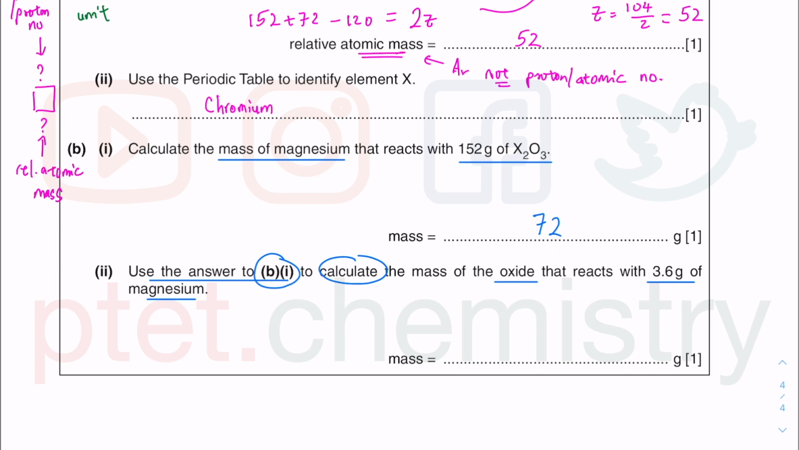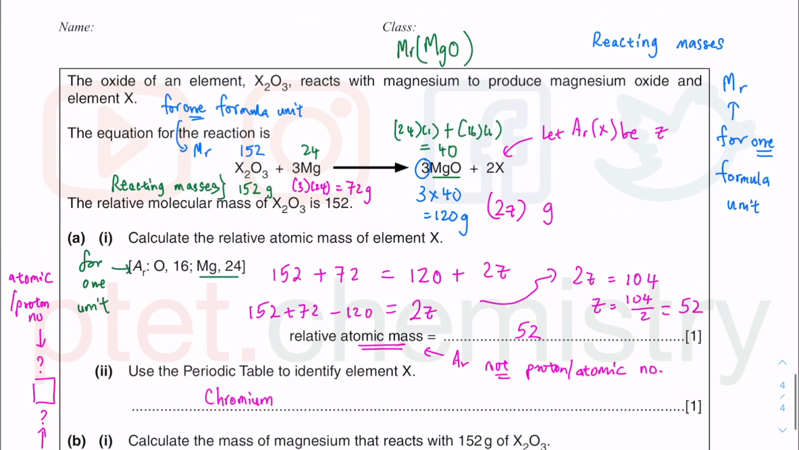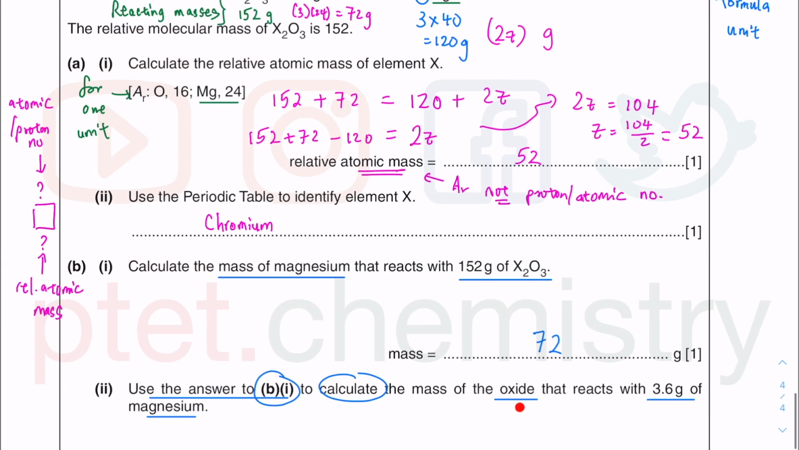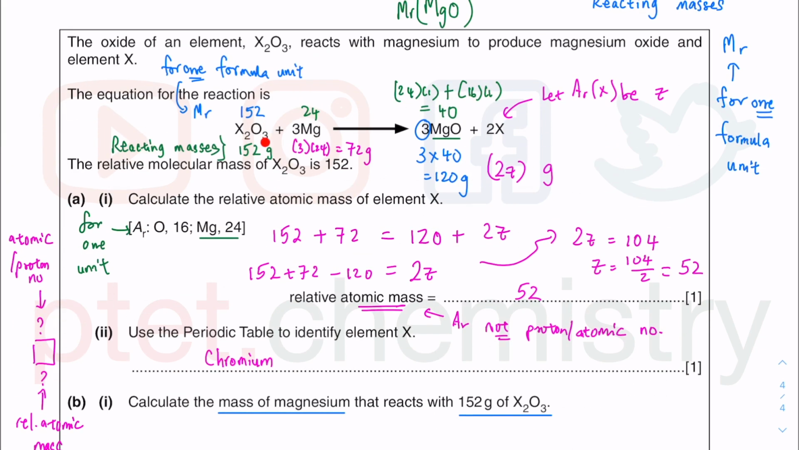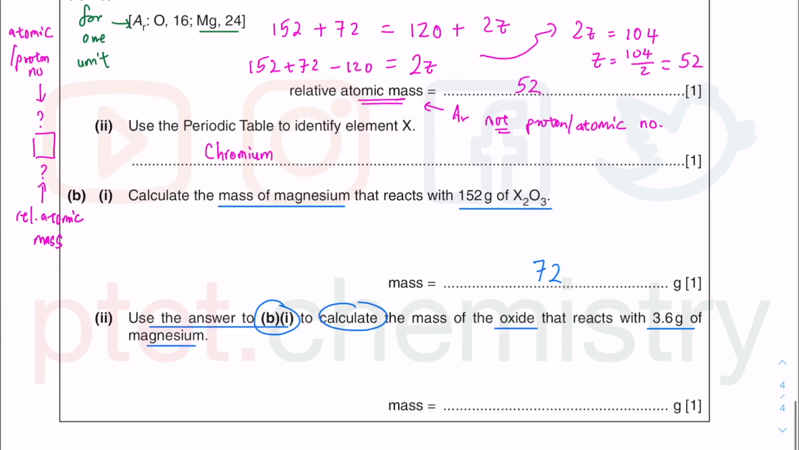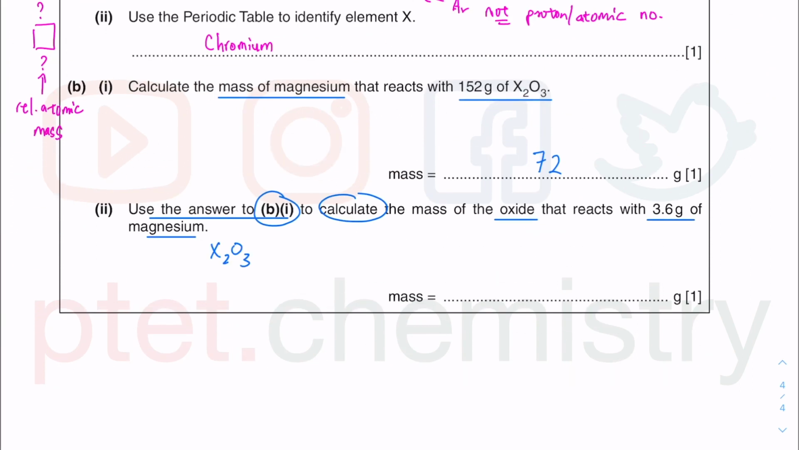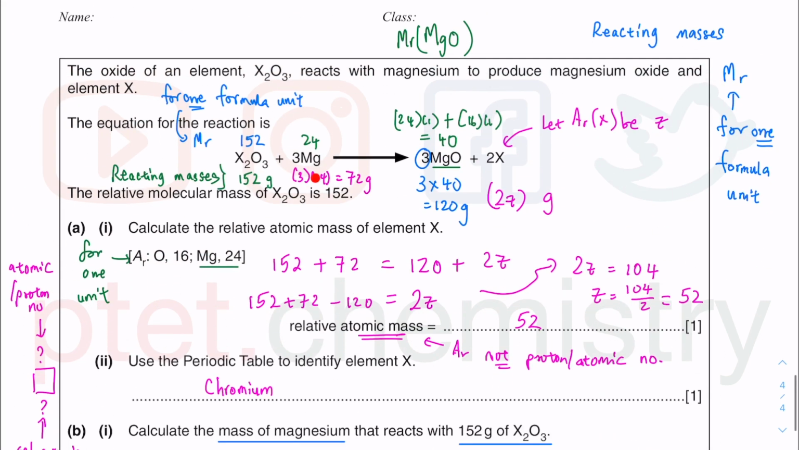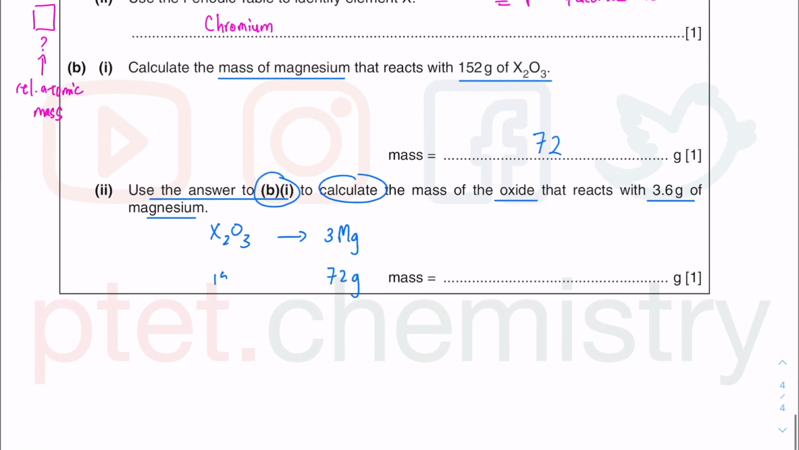So what we can do really is, let's try this. What we have is magnesium. So 3 magnesium reacting with the oxide, meaning the X2O3. So 1 X2O3 reacting with 3 magnesium. What else do we know? We know that 72 gram of magnesium... Oops, actually, am I correct? Yep, okay. 72 gram of magnesium reacts with 152 gram of X2O3. That is from the reacting masses above. I'm just simply writing down what I had done previously, so nothing new at all.